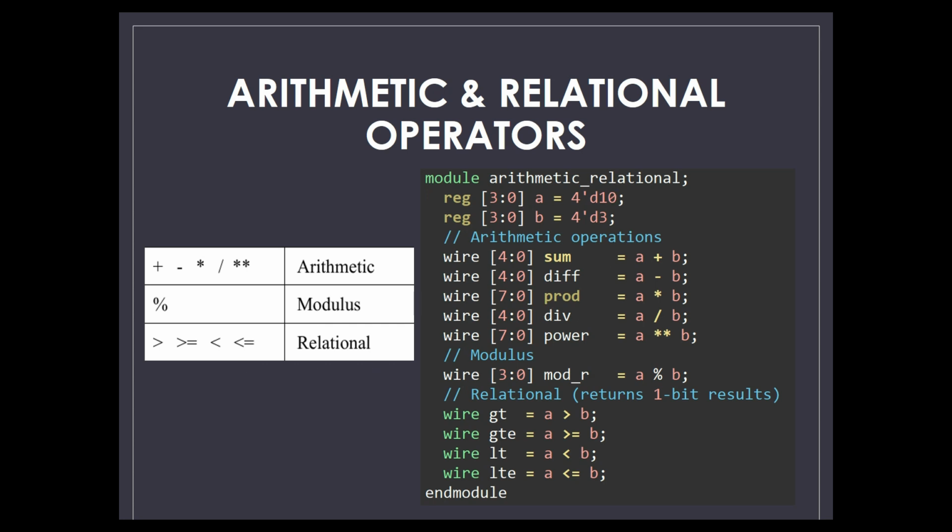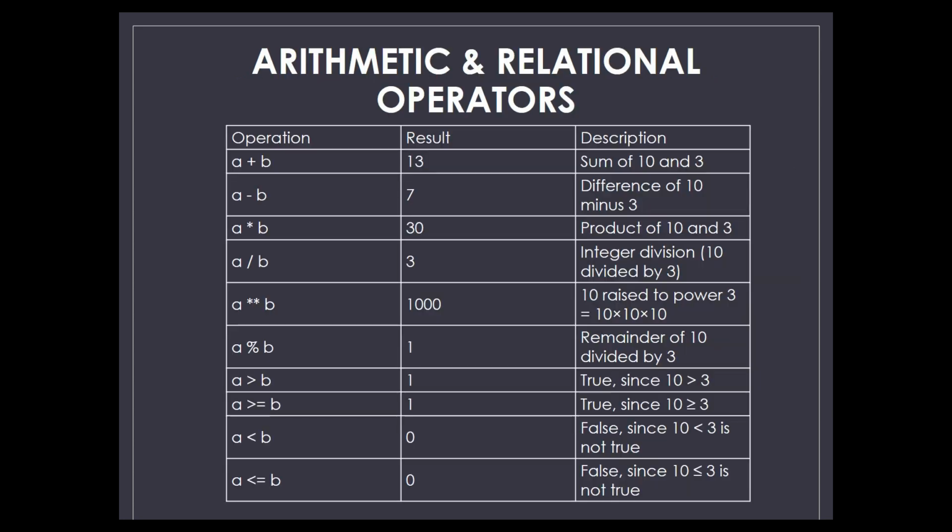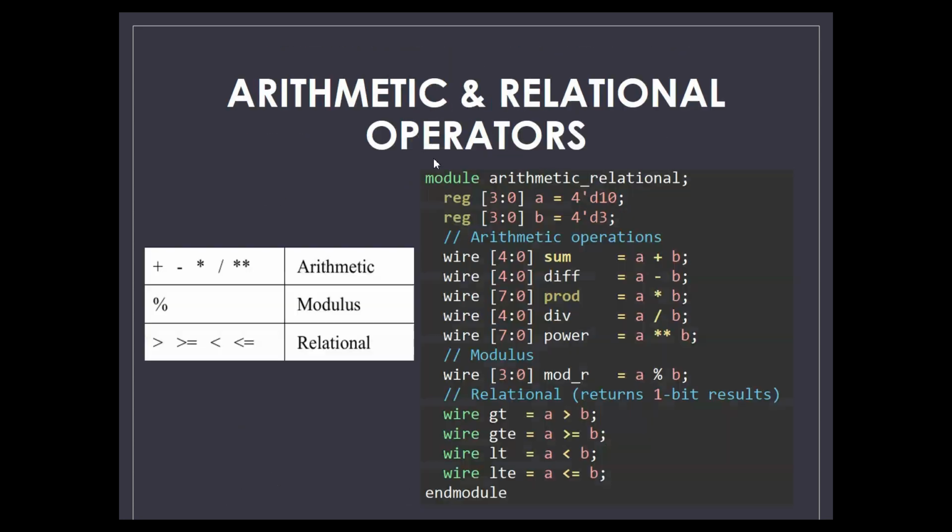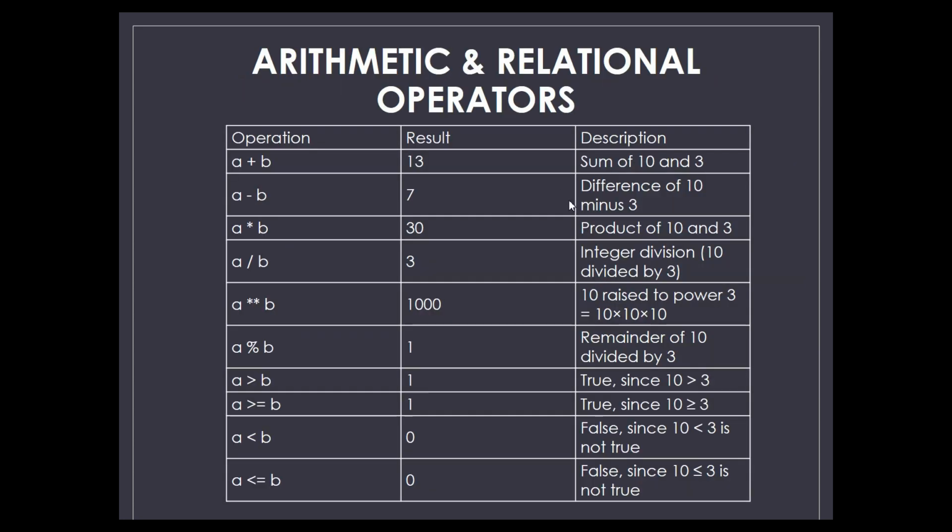Similar to the previous problem, let's see how this will work out. We have A and B, where the value of A is 10 and the value of B is 3. Then A plus B should be 13. A minus B, 10 minus 3, the result should be 7. A into B, that is 10 into 3, the result will be 30. A divided by B is integer division. In Verilog, when there is a fraction part from the division operator, the fraction part is discarded and only the integer part is stored. So the result should be 3. Now A raised to B, that is 10 raised to 3, should be 1000. A modulo B is 1, the remainder of 10 divided by 3.